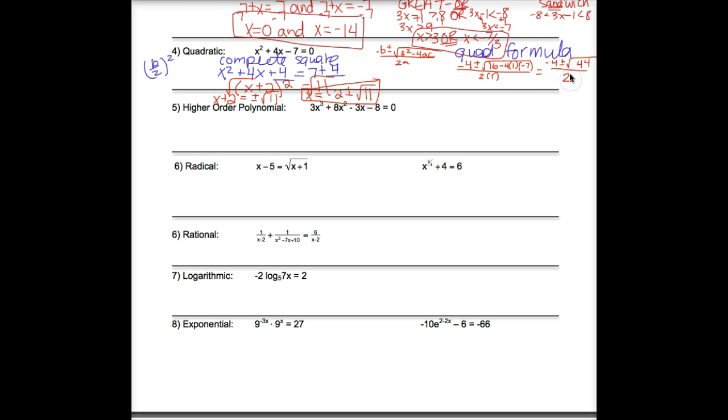Now, the reason why completing the square is so much faster is because you generally don't have to worry about simplifying as many radicals. Here, radical 44, you have to know to factor tree that and make that 2 radical 11. And then, additionally, you have to know to reduce the negative 4, the 2, and the 2 that are all divisible by 2 to give you that negative 2 plus or minus radical 11.